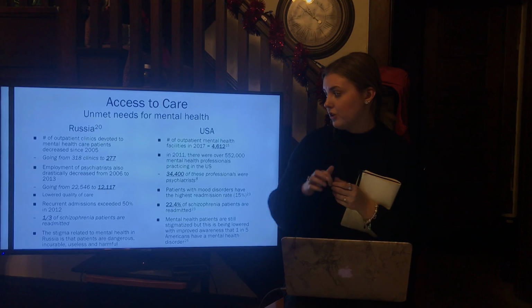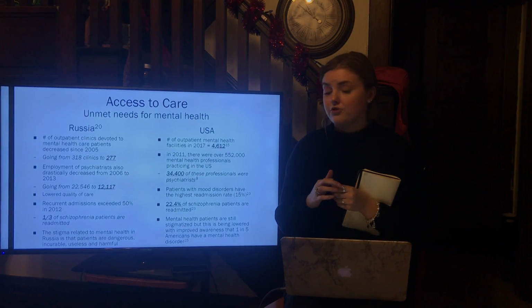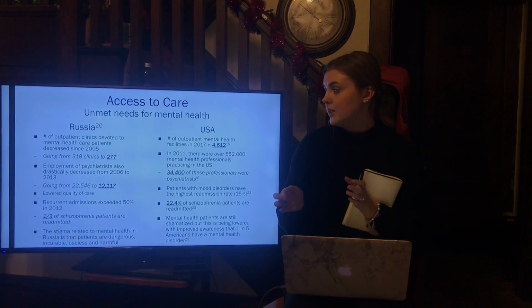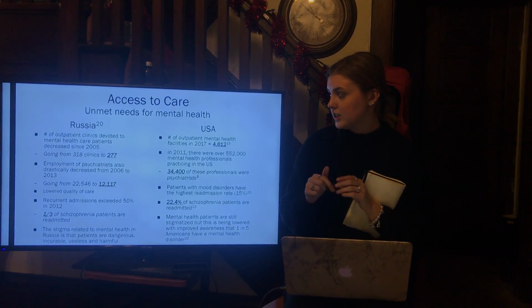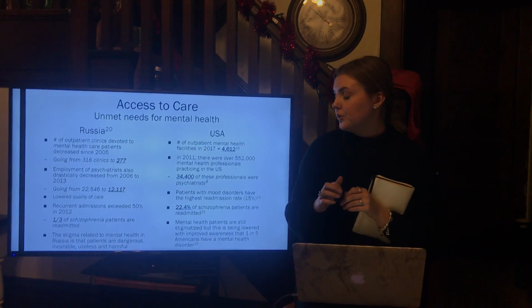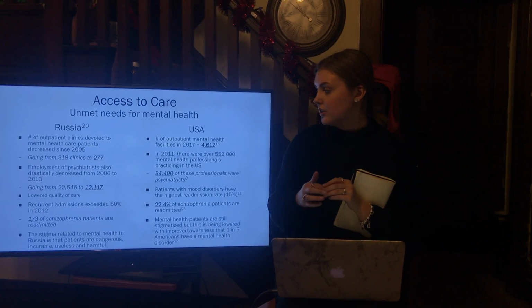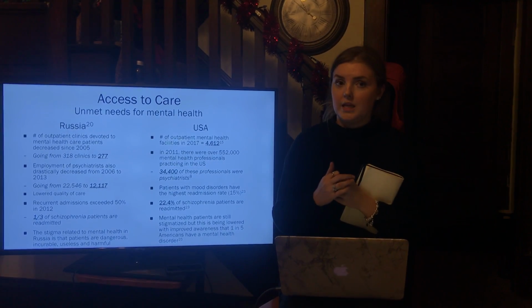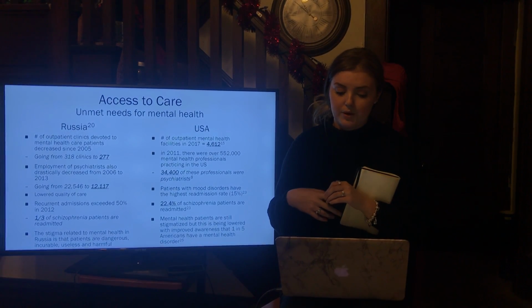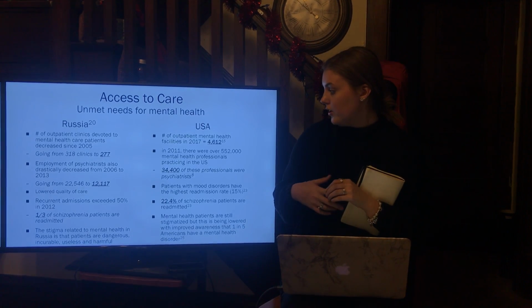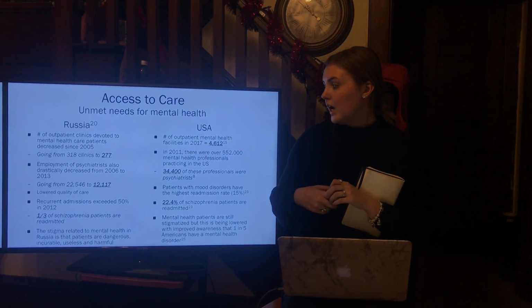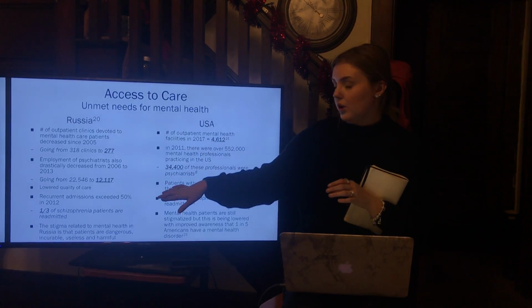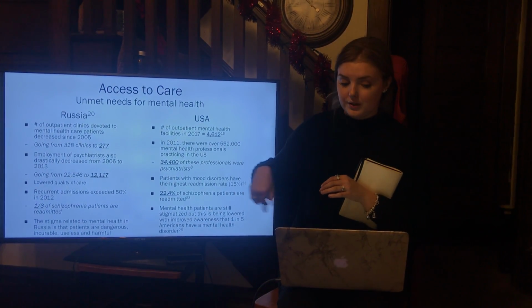And also in Russia, psychiatrist employment has drastically decreased from 2006 to 2013, going from 22,500 to just over 12,000. And in the United States, it's about 34,400 professional psychiatrists. And so in Russia, this means they have a lower quality of care compared to the United States.